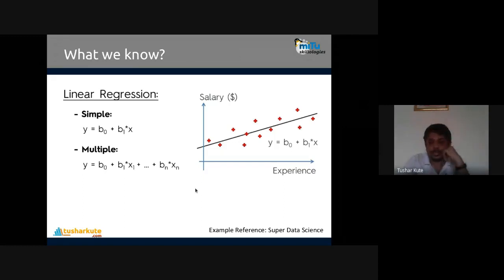Let's see what we already know. The example of experience and salary we have seen, with experience on the x-axis and salary on the y-axis. You can see they increase like this. And what's the equation of the line? y is equal to b0 plus b1x, where x is the input and y is the output. For multiple regression, we have y is equal to b0 plus b1x1 plus b2x2 plus b3x3, and so on.